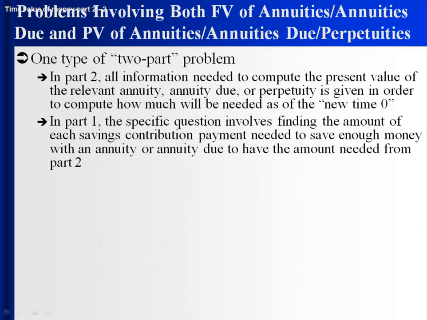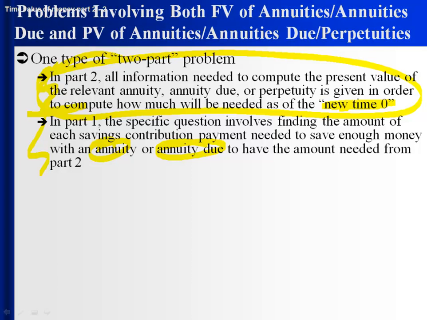One type is where all the information in part two is provided. So you know how much money you're going to need as of what we call the new time zero. At some point in the future, when retirement starts or college starts or you want to start a scholarship, you're going to need to have some money. All that information is given. Then in part one, you need to figure out how much you need to save each period with an annuity or annuity due in order to have the amount that is necessary to fund the situation provided in part two.